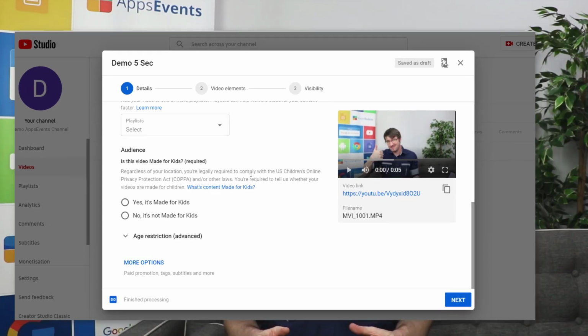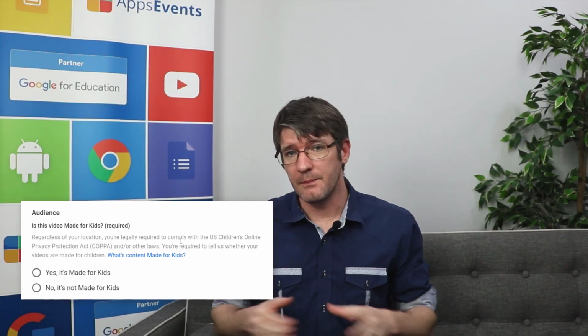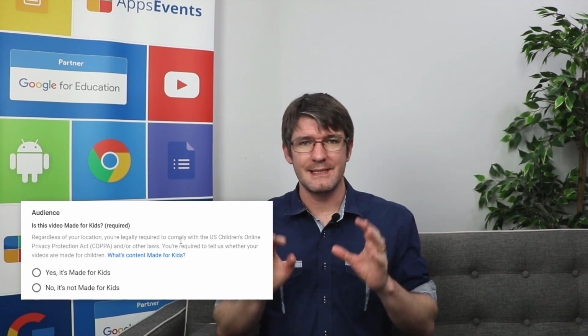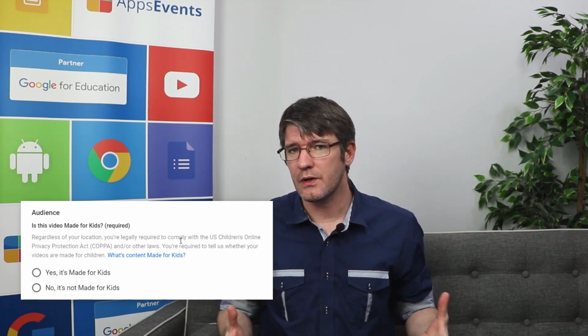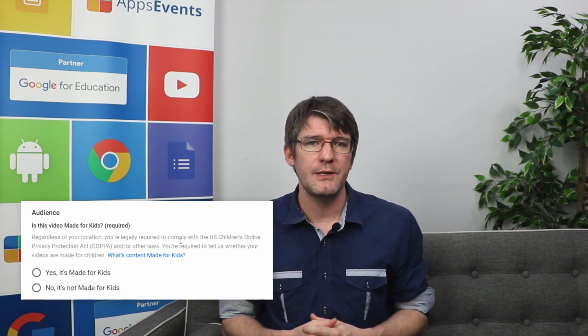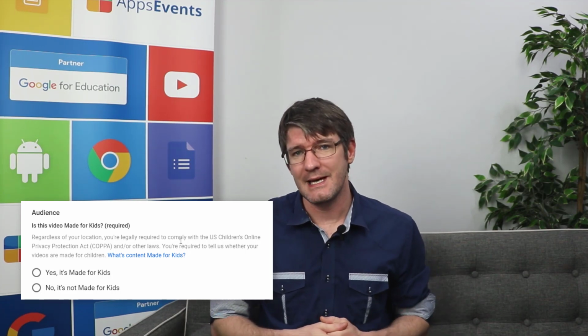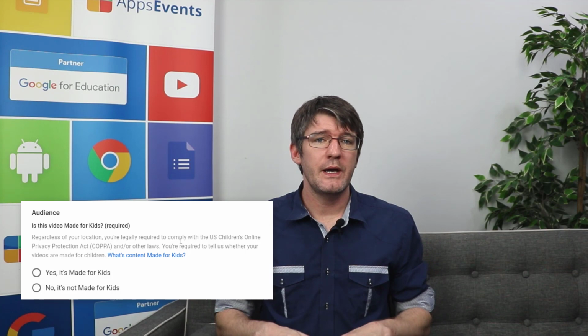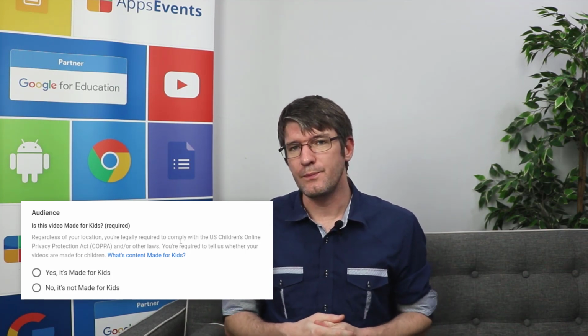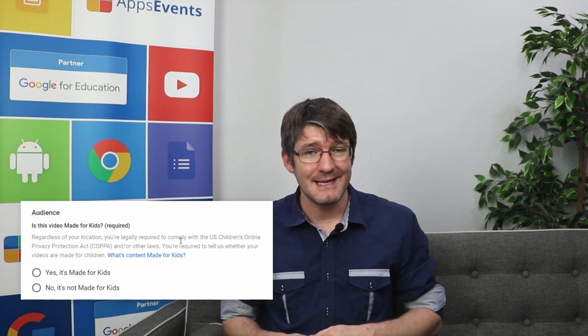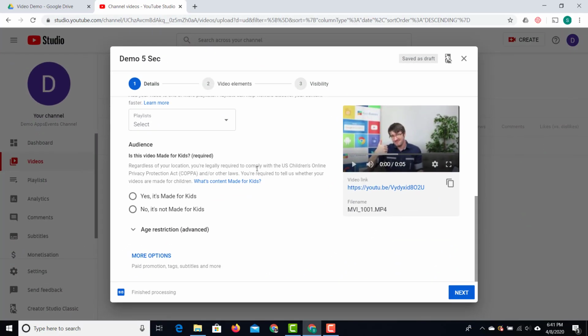Now, one thing we do want to do is make sure that our videos are COPPA compliant. Now, if your video was designed and created for an audience that is younger than 13, so we're talking about elementary school, primary age, then make sure that you select yes, it's made for kids. This way there will be no personalized ads, and the comment section will also be disabled. So I'm going to select yes, it's made for kids. So go ahead and tick that, and then we're going to scroll down.